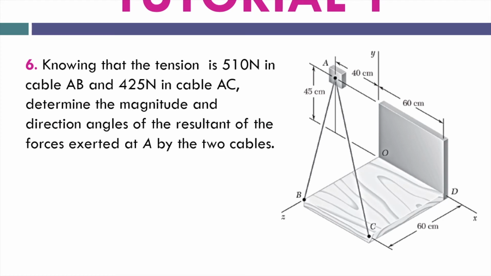Okay, so the next question, number 6. Here the tensions are given for AB and AC. AB is 510 Newton, AC is 425 Newton. We are going to find the resultant, the magnitude and the angle, for the forces exerted at A. So the final answer will be this.